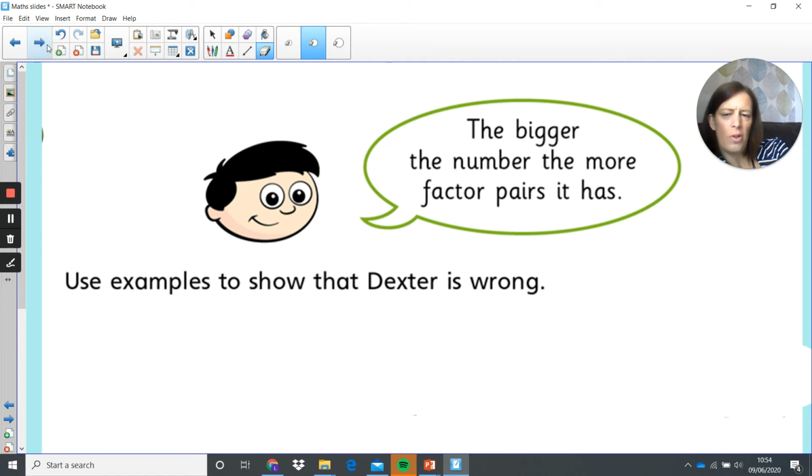Okay, let's see what Dexter says. The bigger the number, the more factor pairs it has. Can you prove that Dexter is wrong? Pause the video while you have a go.